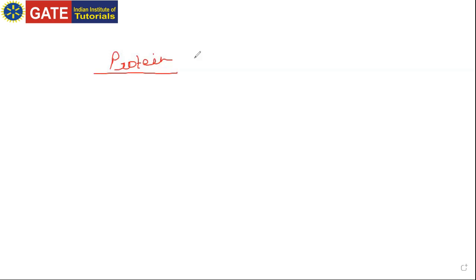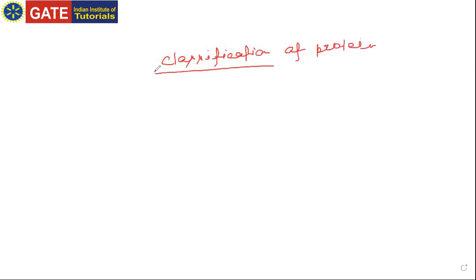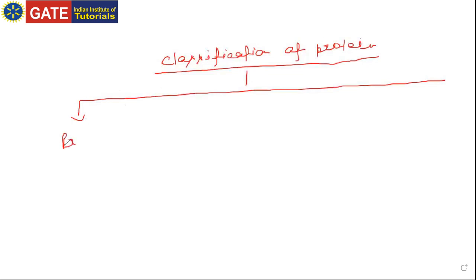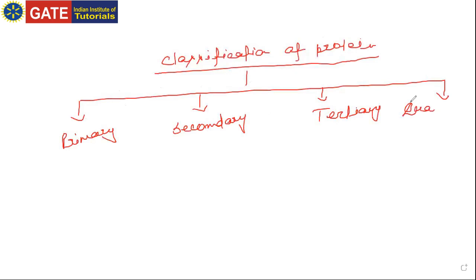When we classify the structure of protein, we have primary, secondary, tertiary and quaternary structure. Today we'll discuss some questions also. You can write here: primary structure, secondary structure, tertiary structure and quaternary structure.